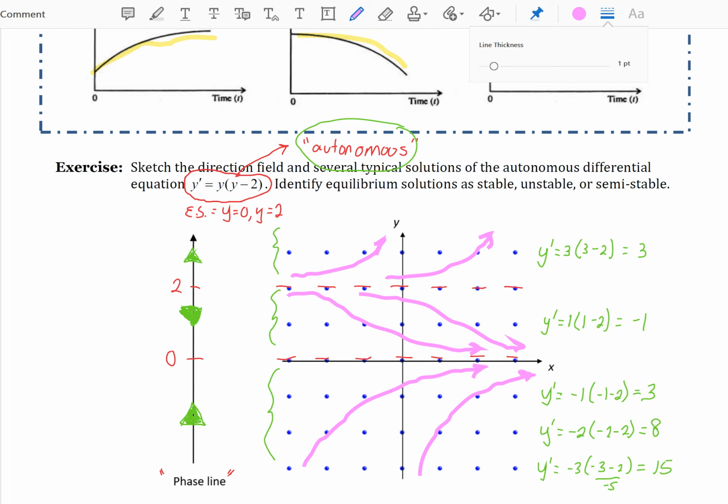Your phase line will also tell you the stability of your equilibrium solutions. Here, for the equilibrium solution at y equals 2, I can see solutions go away from it, from both above and below. This would be an unstable equilibrium solution. While at y equals 0, solutions from both directions come towards it. This would be a stable equilibrium solution.